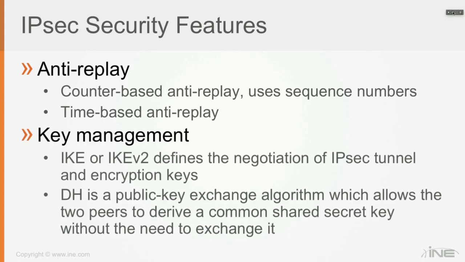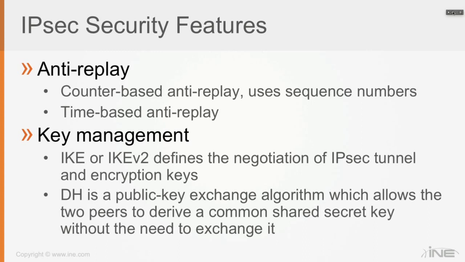And of course now the key management: how do those VPN gateways end up with the same keying material securely? We make use of either IKE or IKEv2, which is a framework that defines the negotiation of the IPsec tunnel and the encryption keys or secret keys, because IKE and IKEv2 don't only negotiate the encryption keys, but also other kinds of keys. So IKE and IKEv2 are two different frameworks which define the negotiation of the tunnel and how the keying material is derived securely between the VPN gateways.